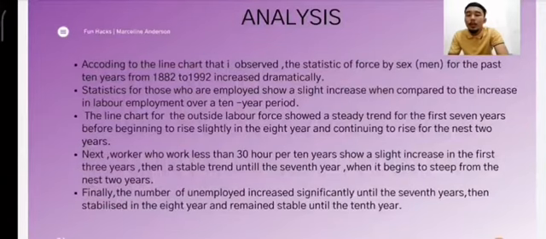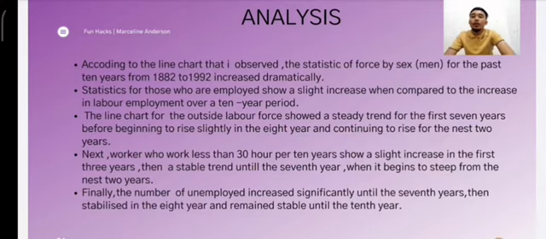This is the analysis for the line graph. First, according to the line chart that I observed, the statistic of labor force by sex, men, for the past 10 years from 1982 to 1992 increased dramatically. Second, statistics for those who are employed show a slight increase when compared to the increase in labor employment over a 10 year period.